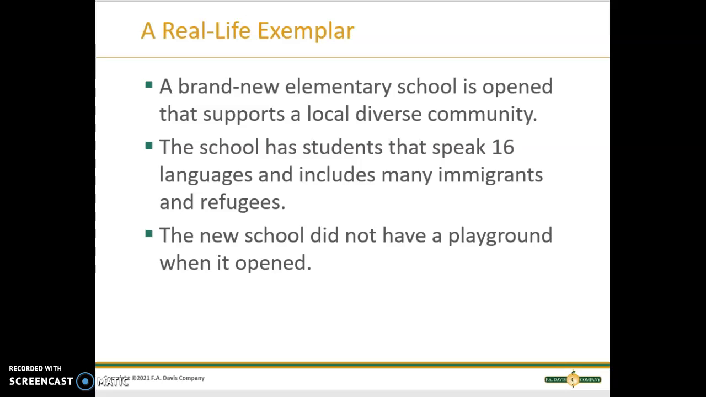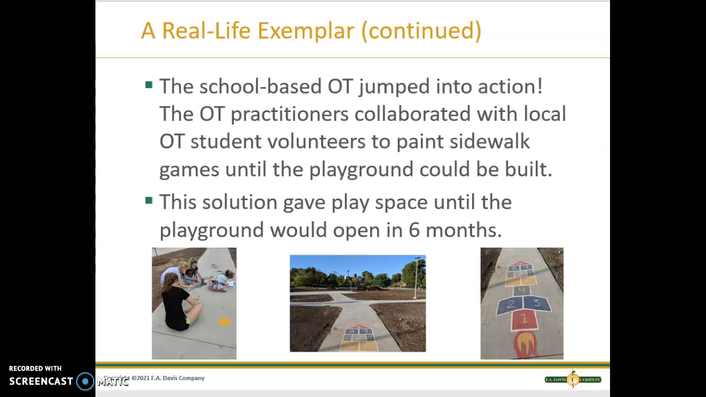So let's go over a real-life example. A brand new elementary school is open that supports a local diverse community. The school has students that speak 16 languages and includes many immigrants and refugees. The new school did not have a playground when it opened. The school-based occupational therapist jumped into action. The OT practitioners collaborated with local OT student volunteers to paint sidewalk games until the playground could be built. The solution gave play space until the playground would open in 6 months.